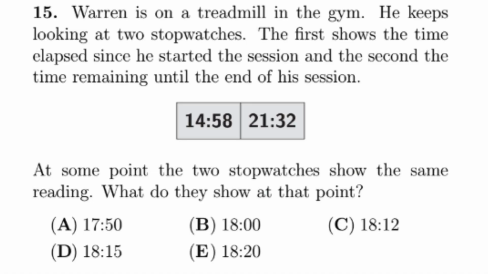Number 15. Warren is on a treadmill in the gym. He keeps looking at 2 stopwatches. The first shows the time elapsed since he started the session, and the second, the time remaining until the end of the session. At some point, the 2 stopwatches show the same reading. What do they show at that point?